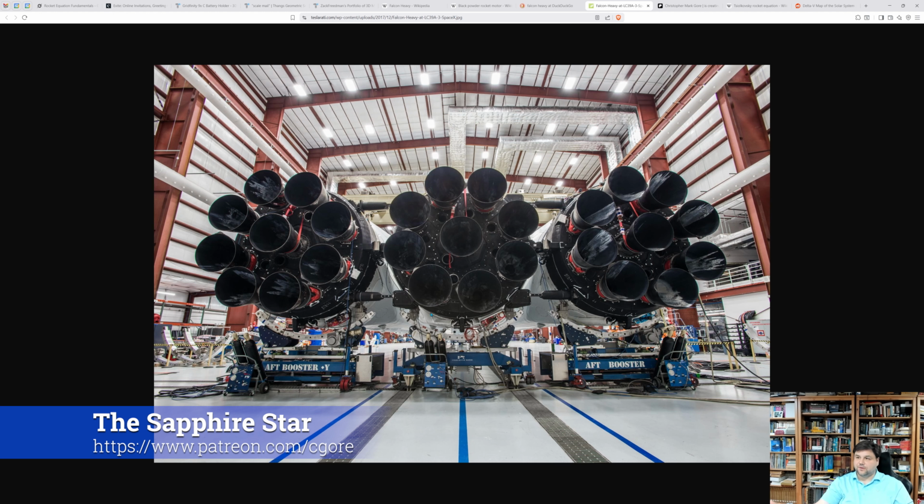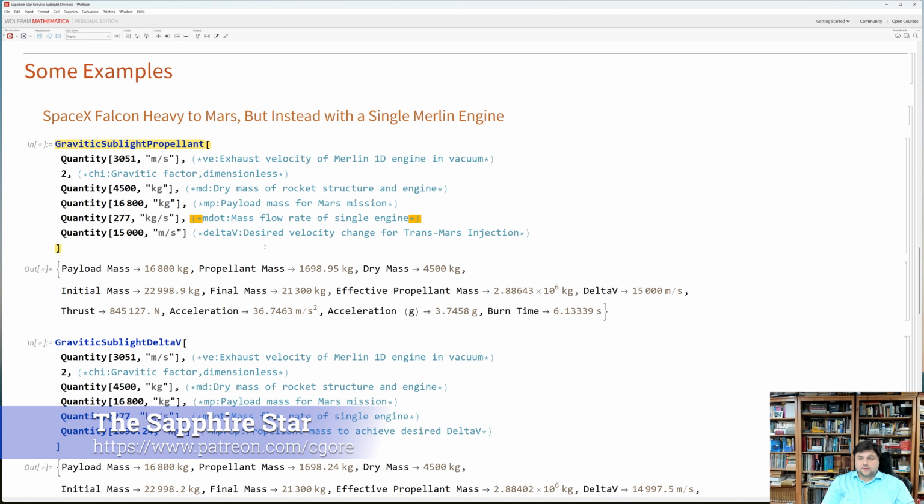Actually, there's also a Merlin on the upper stage too. I think one. I can't remember if it was one or more. On a single Merlin engine, you get 3,000 meters per second of exhaust velocity in vacuum. Let's just set this chi value to 2. Here's the payload we're taking to Mars. This is what we actually need to get up to.